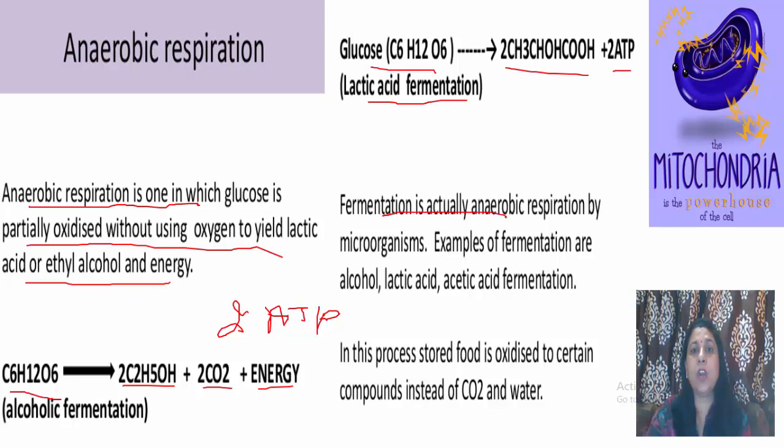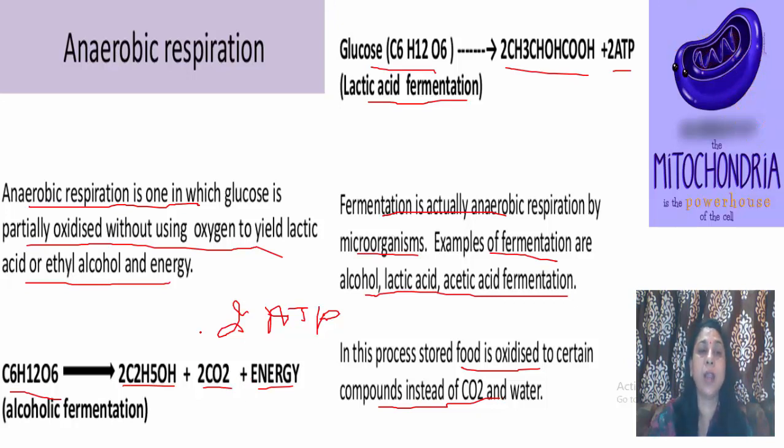Now, fermentation is actually anaerobic respiration by microorganisms. Examples of fermentation are alcohol, lactic acid, and acetic acid fermentation. In this process, stored food is oxidized to certain compounds instead of carbon dioxide and water. If it is alcoholic fermentation, it will produce alcohol. As you can see in this case, ethyl alcohol is produced. If it is lactic acid fermentation, lactic acid will be produced. And if it is acetic acid fermentation, as in the case of making vinegar, acetic acid is formed by the fermentation of sugarcane juice or jaggery juice. So in that case, acetic acid is formed.